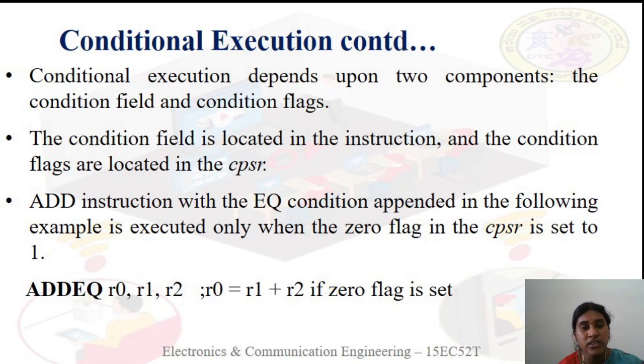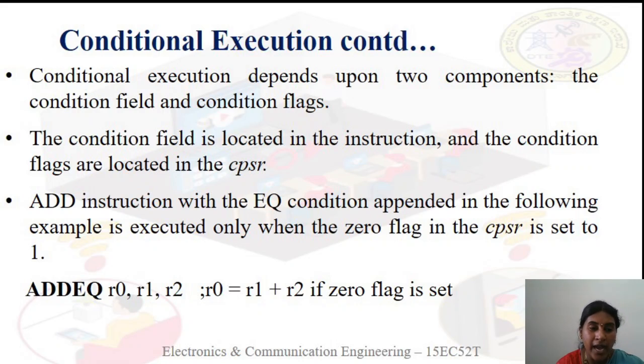Then where is the condition flag? The condition flags are all located in the CPSR. CPSR, you know, it's the current program status register that is containing the different flags. So the condition flags are all located in the CPSR. Next, we will see one simple example.